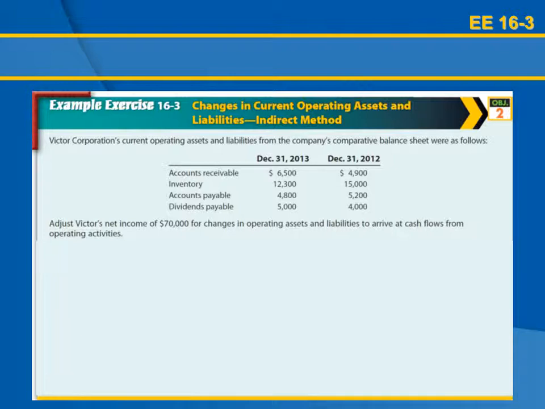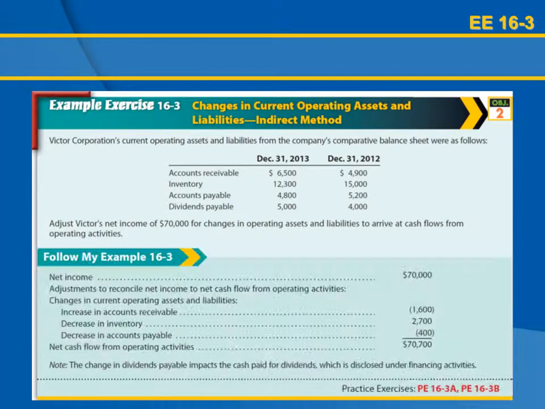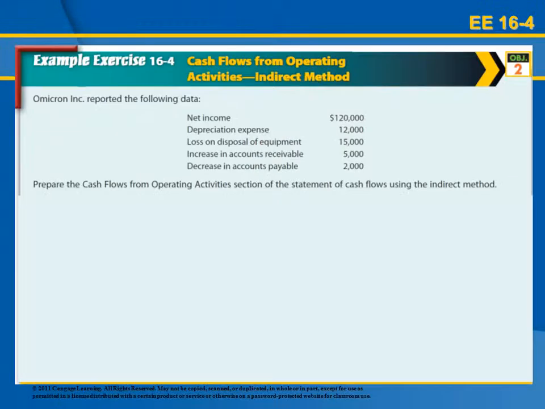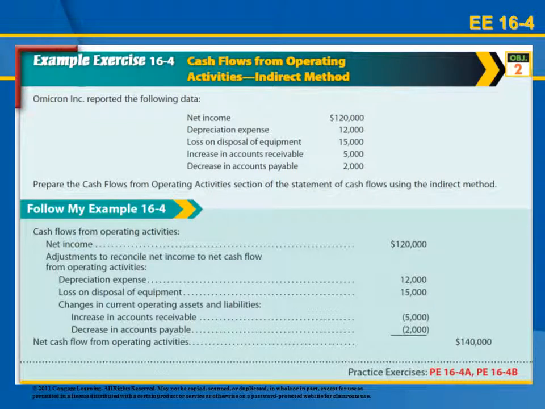Okay, so here's another example. You can see that accounts receivable went from 4,900 to 6,500. You kind of have to watch your dates too. It went from 4,900 to 6,500, so that's going to be an increase, so we will subtract the difference. Another example, depreciation is always added, losses are added, an increase in accounts receivable, we do the opposite of what seems logical, we're going to subtract. A decrease in accounts payable, a liability, we do what seems logical, so we subtract a decline.